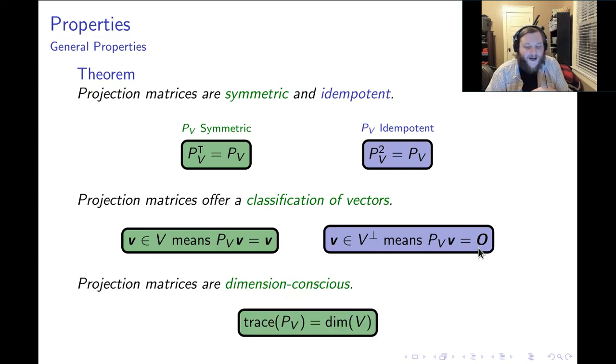And another thing that projection matrices have, which I think is interesting, is they're dimension conscious. This is just a silly way for me to put words to a famous formula, which says that the trace of a projection matrix is always equal to the dimension of the space we're projecting to. Remember, the trace of a matrix is the sum of all of the diagonal entries.